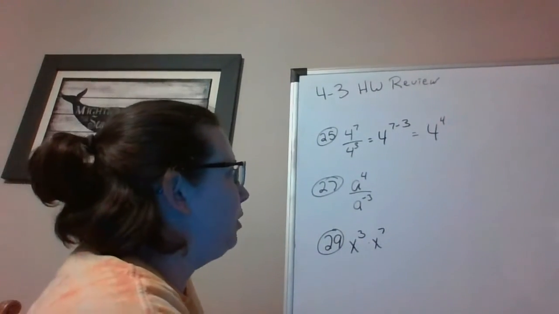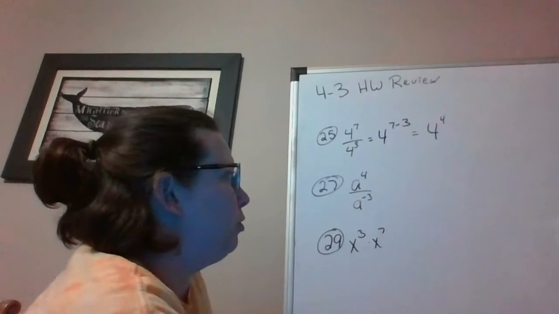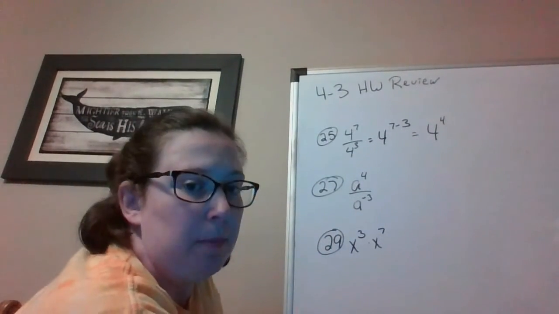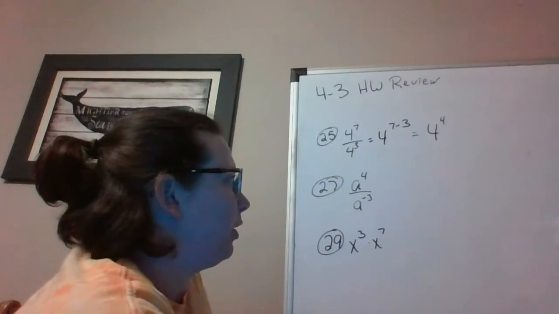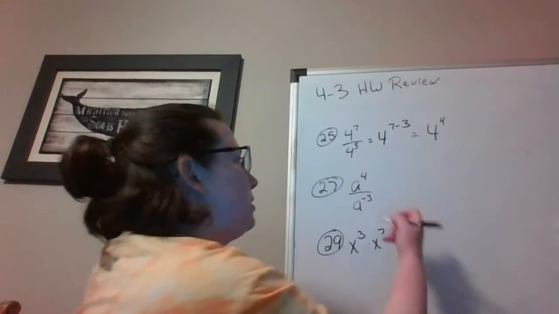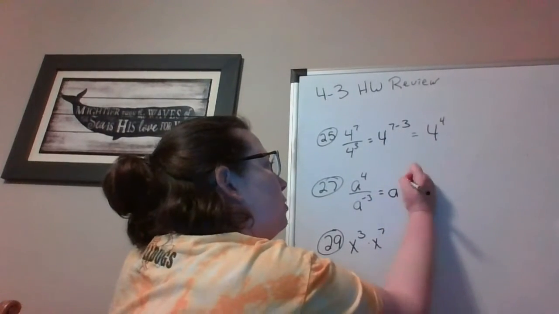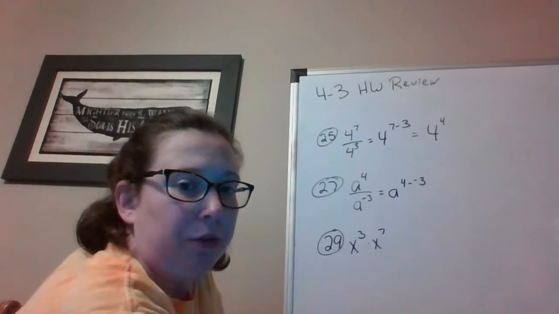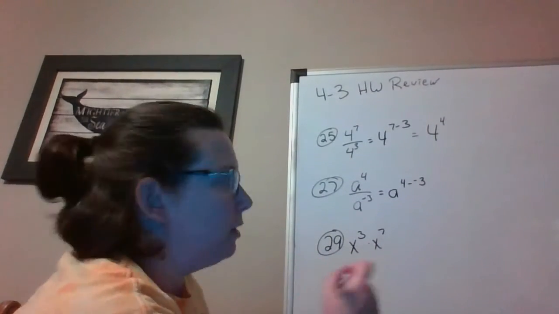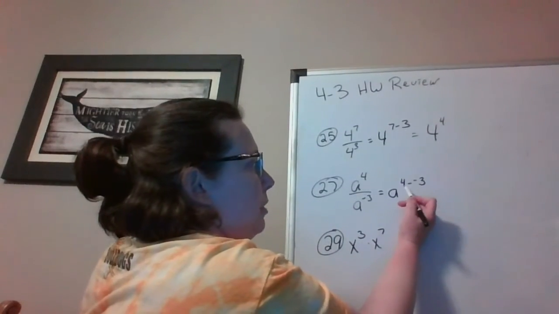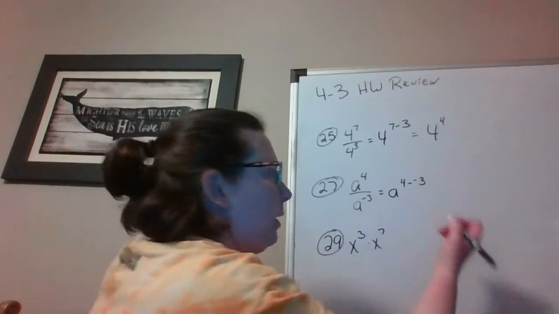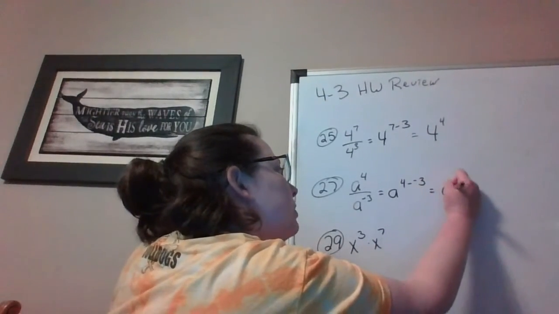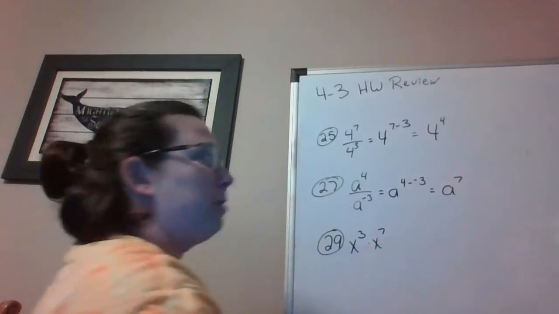For 27, we have a variable for our base, but that's okay because it's the same variable. So we're going to take a to the 4 minus -3. Don't forget that you know how to do that. A double negative in this case makes it actually 4 plus 3. So we are going to end up with a to the power of 7.